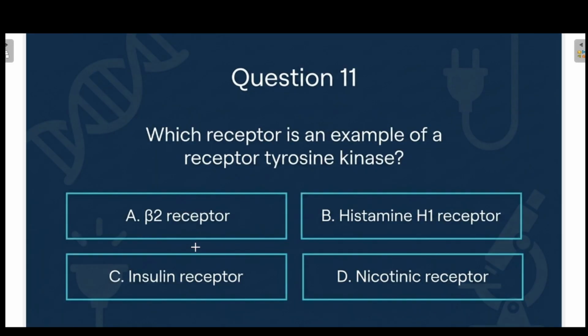Question number 11. Which receptor is an example of a receptor tyrosine kinase? Options are beta receptor, option B histamine H1 receptor, option C insulin receptor, option D nicotinic receptor. So the correct option is option C, insulin receptor.